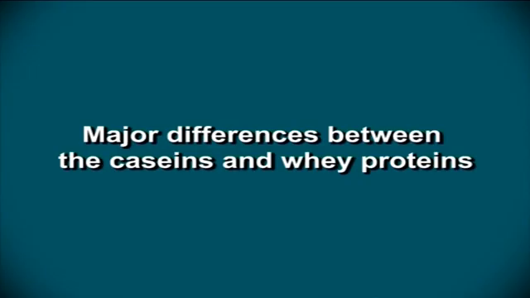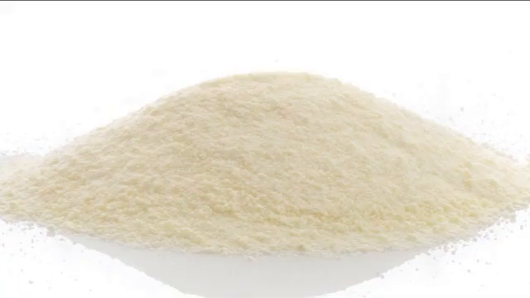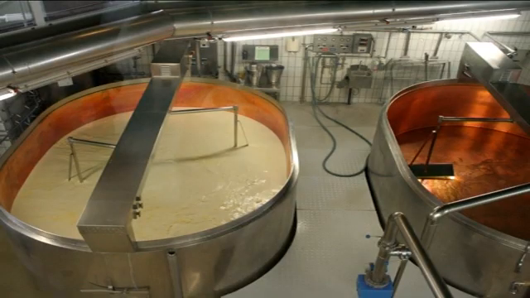Major differences between the caseins and whey proteins. In contrast to the caseins, whey proteins do not precipitate from the solution when the pH of the milk is adjusted to pH 4.6. This difference in the properties of the two milk proteins is exploited in the preparation of industrial casein and varieties of cheese, that is cottage cheese, quark and cream cheese.